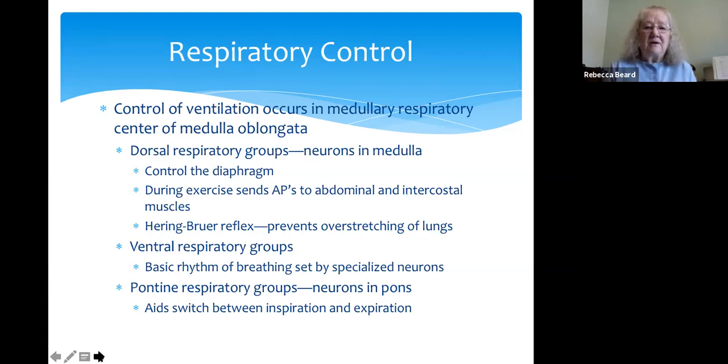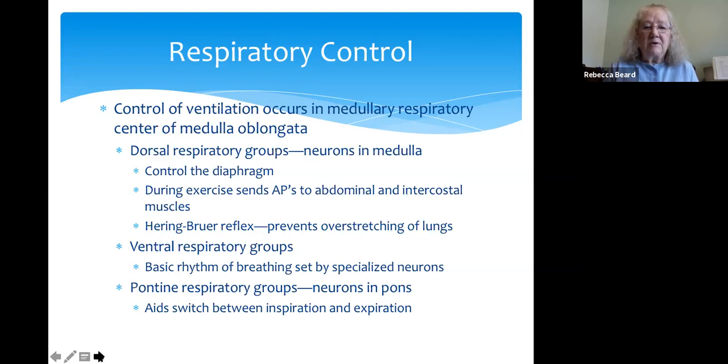Okay, then there's a ventral respiratory group, and these neurons set up the basic rhythm of breathing. So your breathing usually follows a certain rhythm, a certain number of times per minute that you breathe. If you're sitting, it's going to be a slower rhythm than if you're running, but that basic rhythm is set up by the ventral respiratory group.